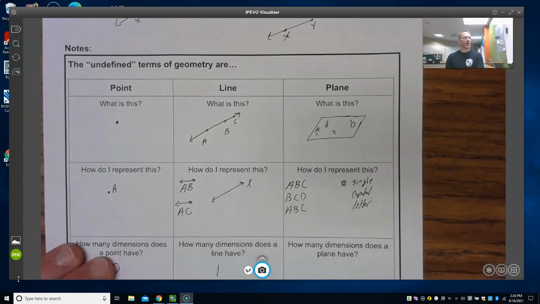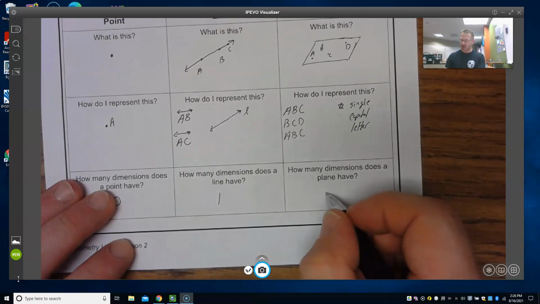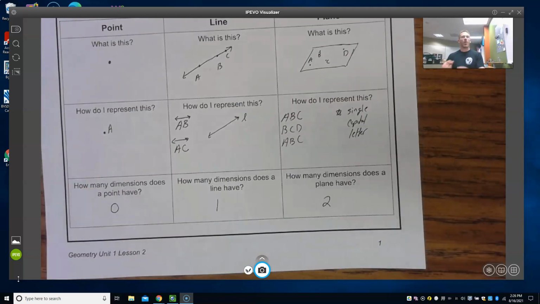And then a plane has 2 dimensions. If you think about walking in your room, I can move front and back, I can move side to side. So that's your 2 directions. But as soon as you go up, you've now added a 3rd dimension. So that's why your room is 3-dimensional. But on a plane, I can walk front and back, I can go side to side, I can go at a diagonal, which is a combination of front to back and side to side, but I don't go up or down. So that's why it's 2-dimensional.